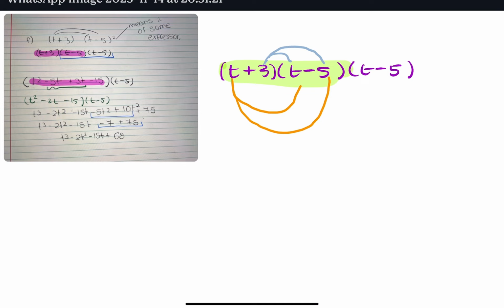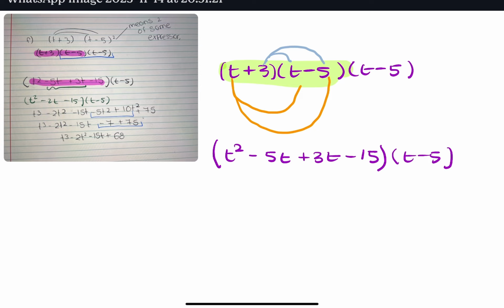So t multiplied by t will give you t squared. t multiplied by minus 5 will give you minus 5 times t. Then you multiply this by this. That'll give you 3t. And finally, you multiply plus 3 times negative 5. That'll give you minus 15. Now, all of that is still multiplied by (t - 5).